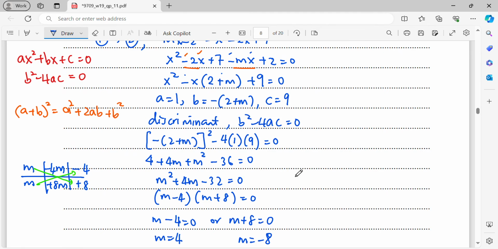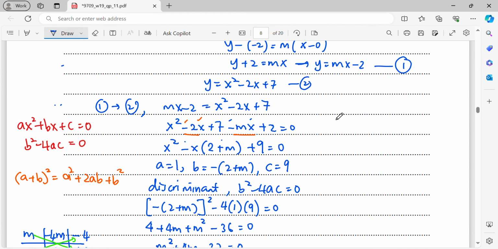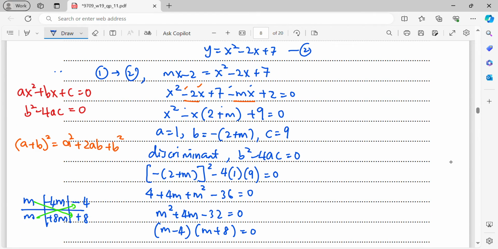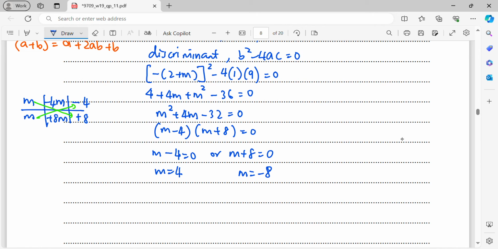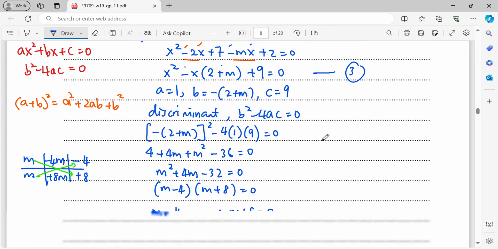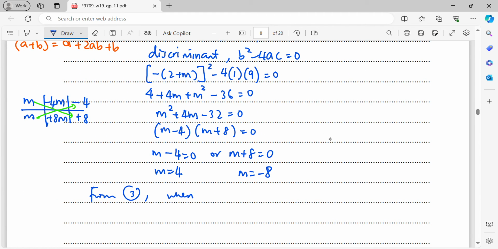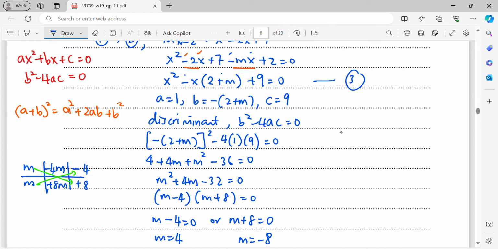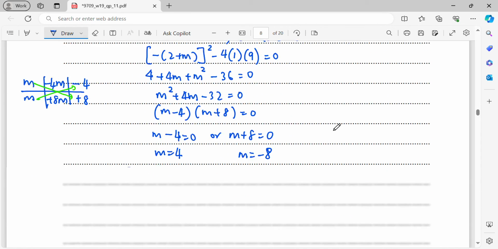Since you have found the m, I will refer to the m equation, which is this. I let this be the third equation. If I can find the x here, that means I will find the intersection point. So I will write from the third equation, when m equals 4, now you replace the m by 4. So I will get x squared minus 6x plus 9 equals 0.